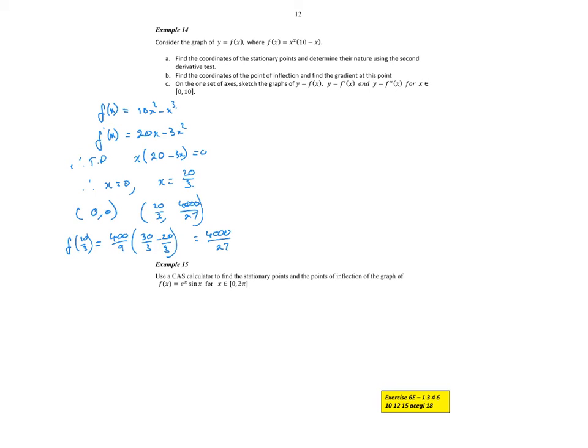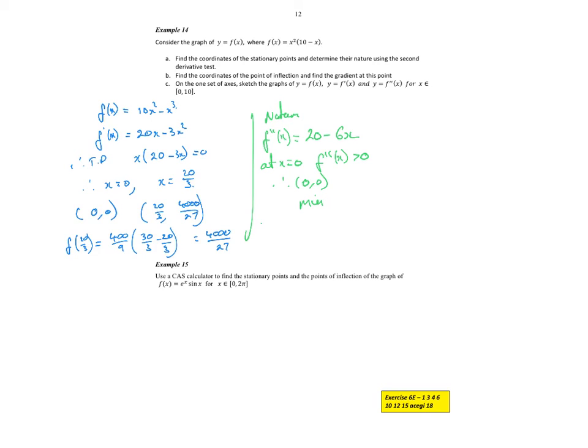Okay, determine their nature. So their nature, f double dashed of x is equal to 20 minus 6x. So at x equal to 0, f double dashed of x is greater than 0. Therefore, 0, 0 is a minimum because it's concave up.